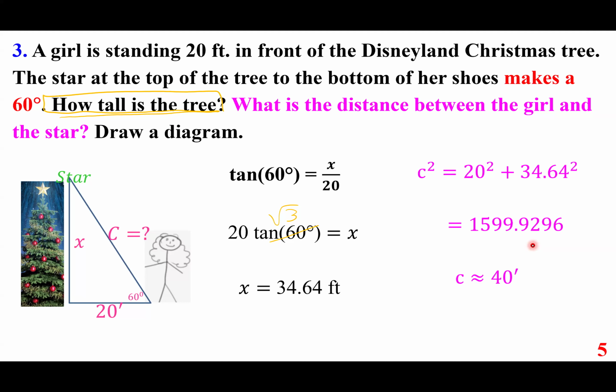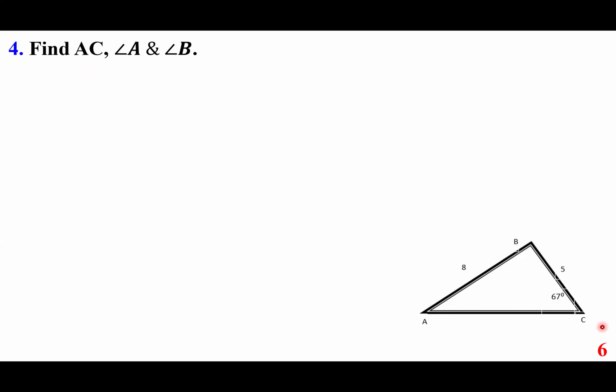All right, we are ready to move on. So this is the given. Find AC, the distance AC, angle A and B. And this is 67 degrees.